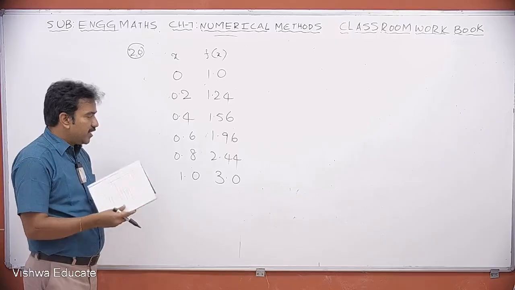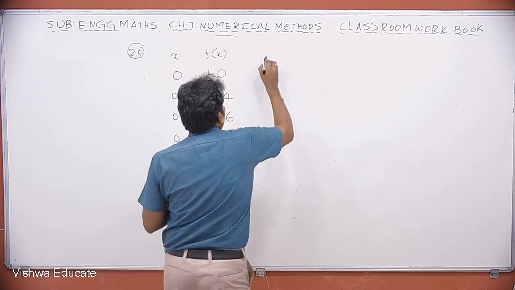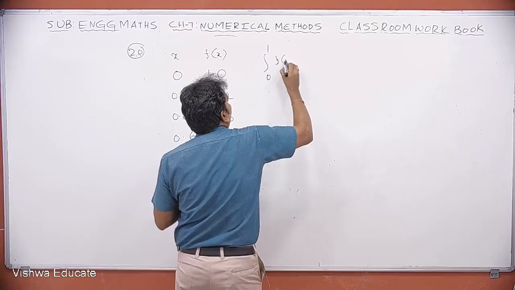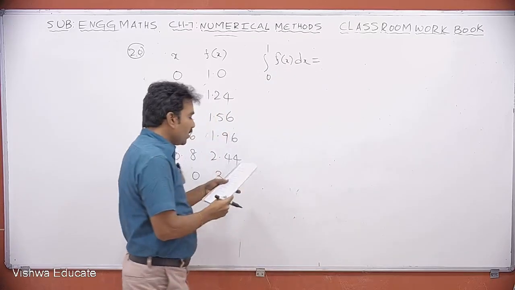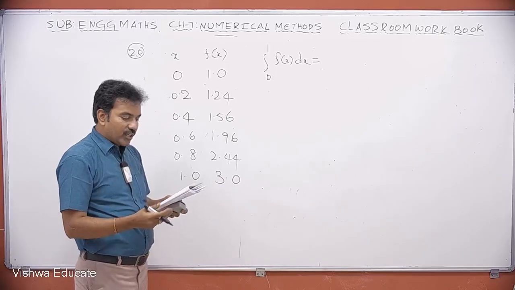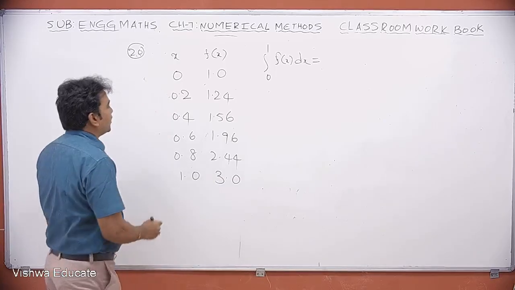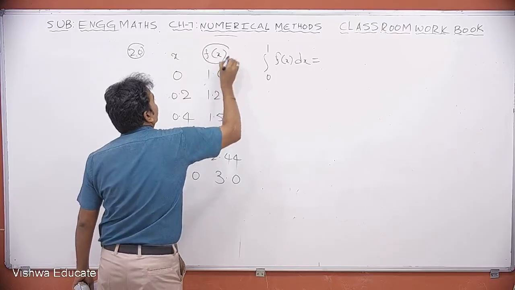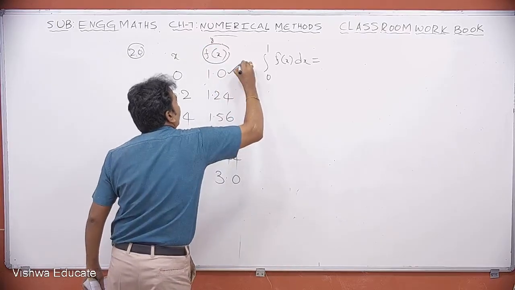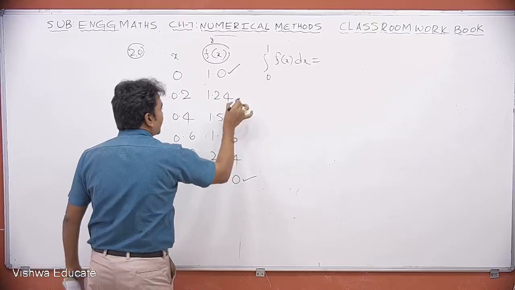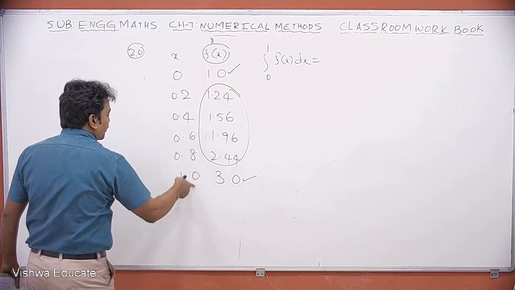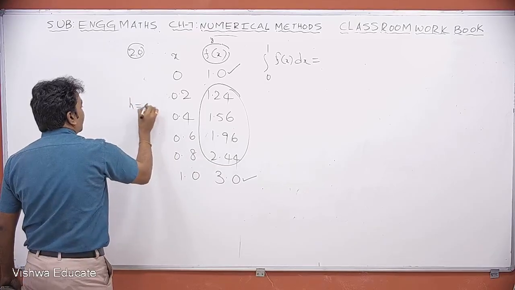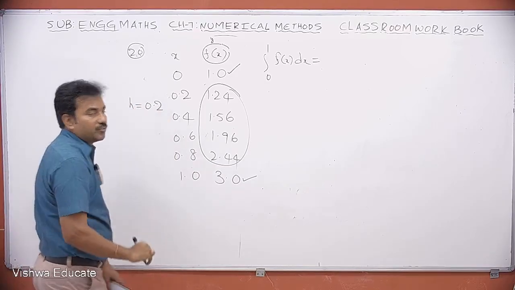The value of the integral 0 to 1 f of x dx is equal to, according to trapezoidal rule. So these are all y values. This is starting y value, this is last y value, and these are middle values of y. The difference between consecutive x values is 0.2. That means step size h value is 0.2.